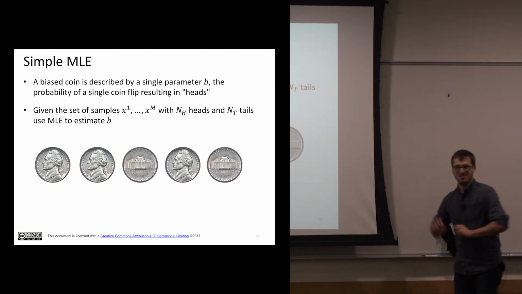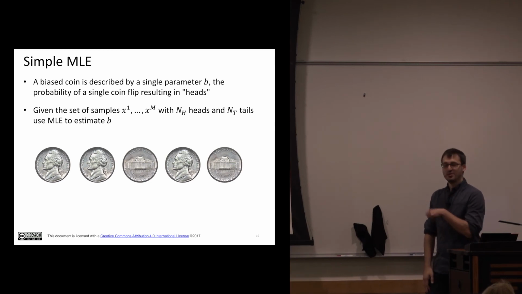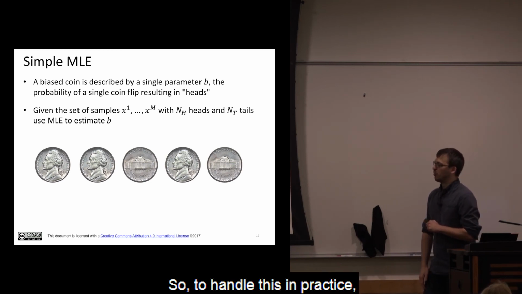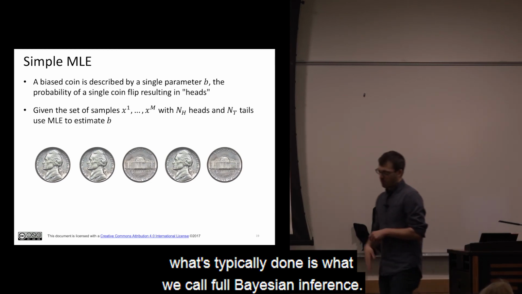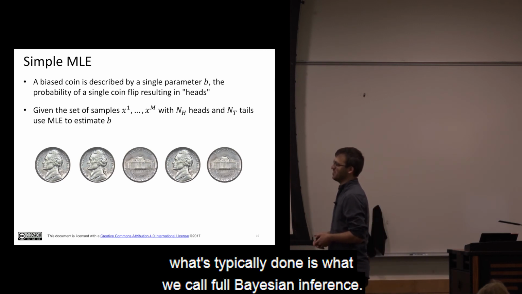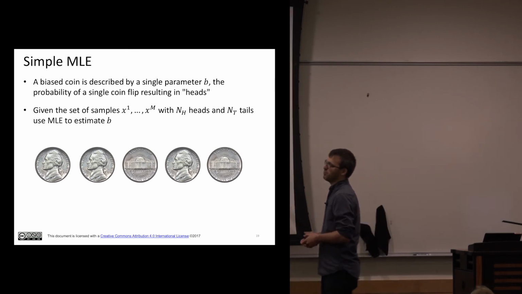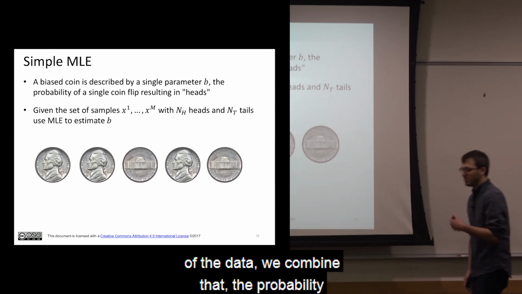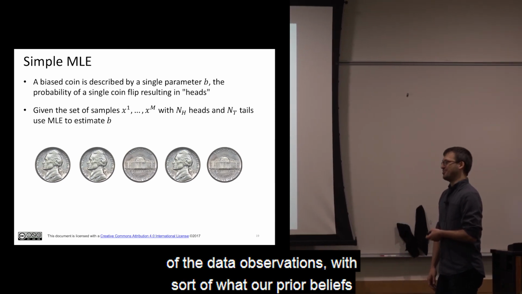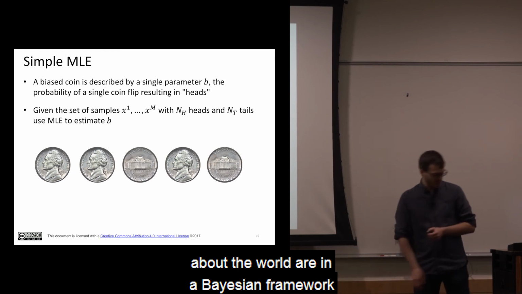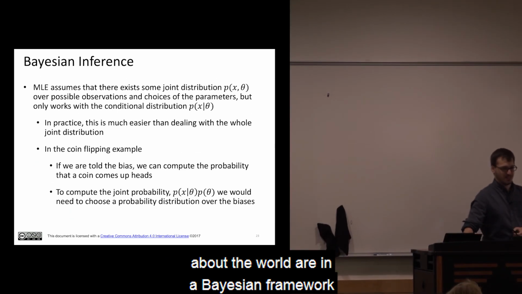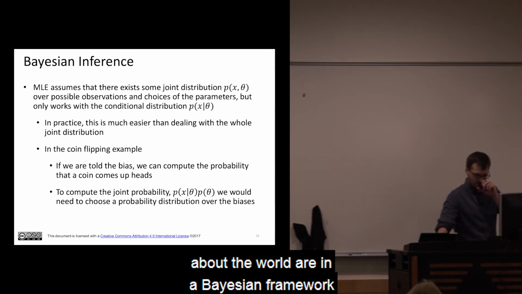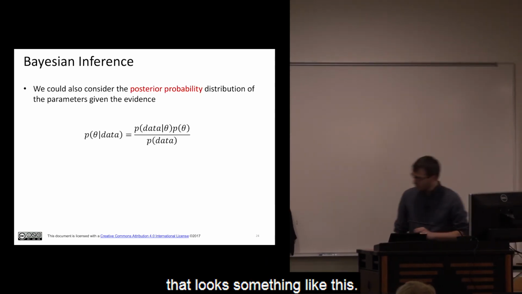Right. Very severe, in fact. So to handle this in practice, what's typically done is what we call full Bayesian inference. Instead of just looking at the probability of the data, we combine the probability of the data observations with our prior beliefs about the world in a Bayesian framework, which looks something like this.